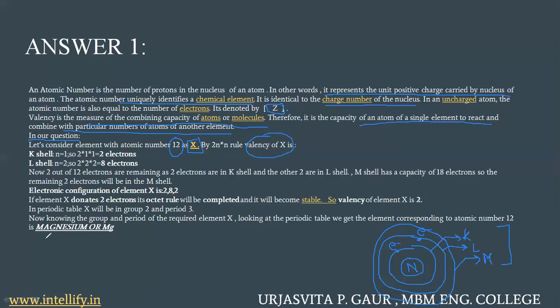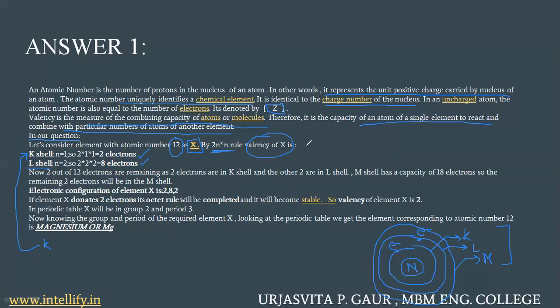Now as I told you, in the K shell you have n equal to 1. So when you put n equal to 1 in the 2n² rule for finding the maximum number of electrons a shell can accommodate, you find it is 2 electrons for the K shell. And when you find it for the L shell, where n is equal to 2, you find the maximum number of electrons it can accommodate is 8.